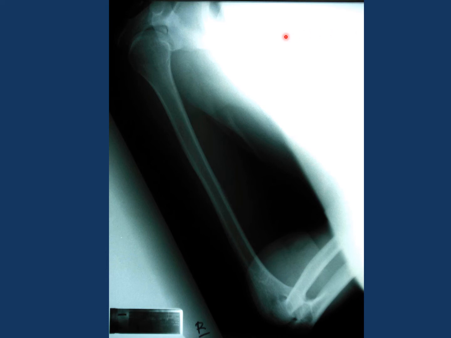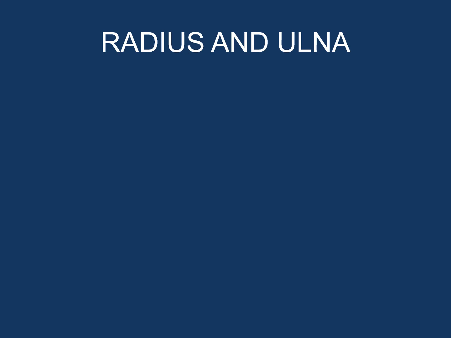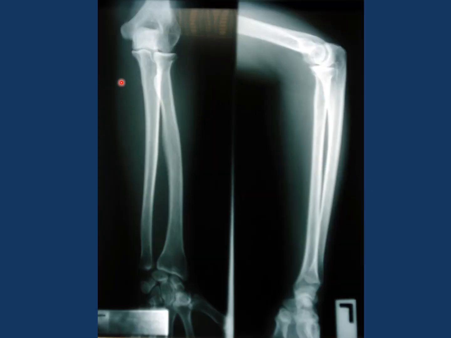Here is the actual radiograph of the humerus. This is the distal humerus, wherein you would see the trochlea and the capitulum. And this is the lateral view of the joint, the elbow joint. Radius and ulna. Here again, you see the ulna and you see the radius. A lateral view is taken.